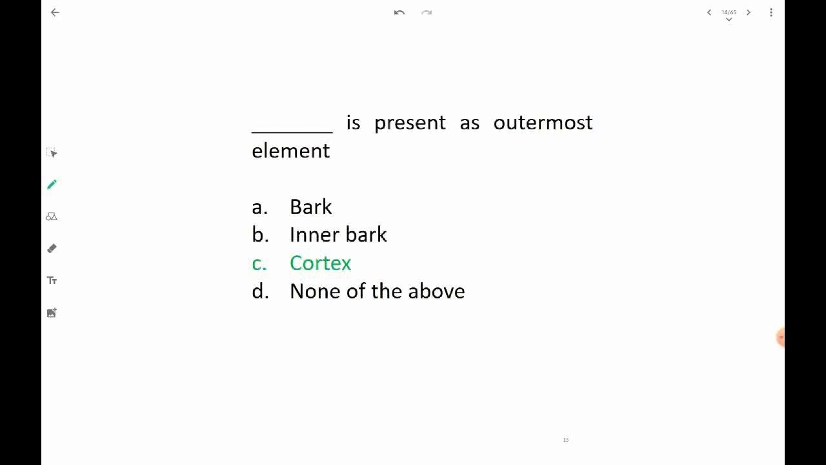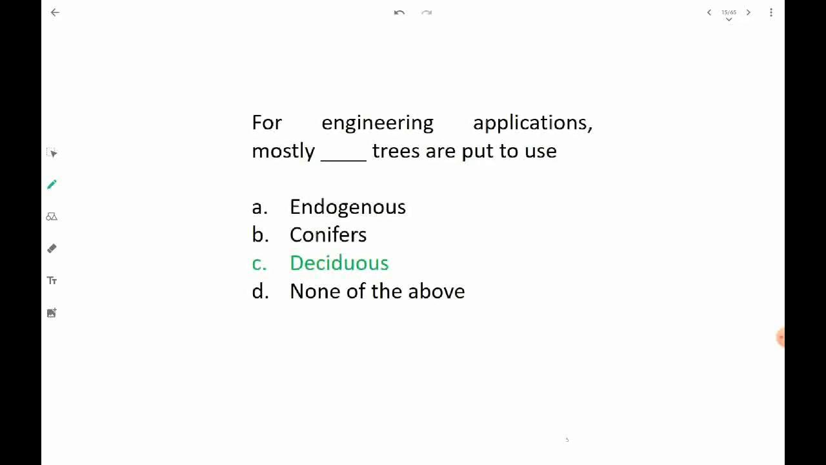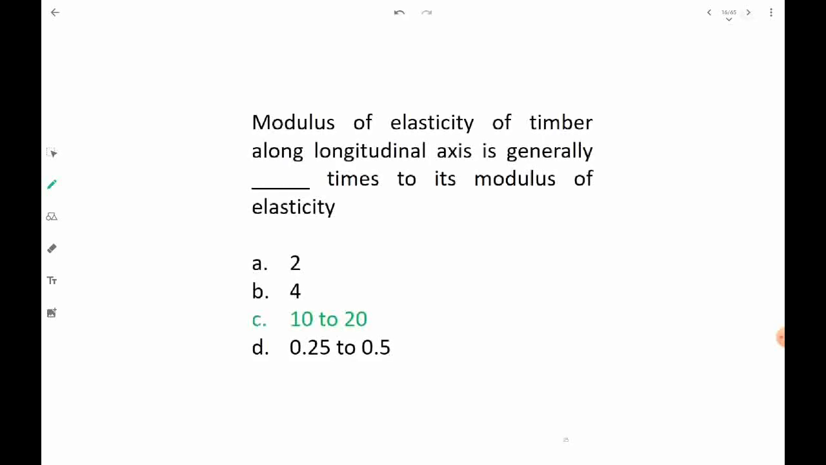Then, cortex is present as the outermost element of a tree. Then, for engineering application, mostly deciduous trees are put to use. Modulus of elasticity of timber along the longitudinal axis is generally 10 to 20 times its modulus of elasticity across the grain.